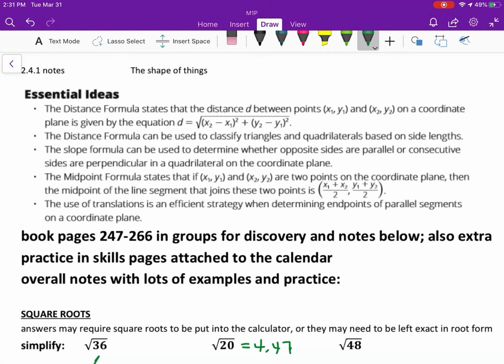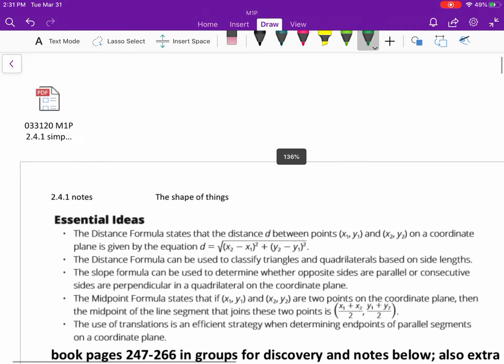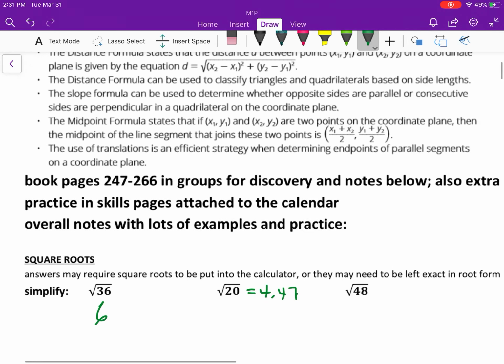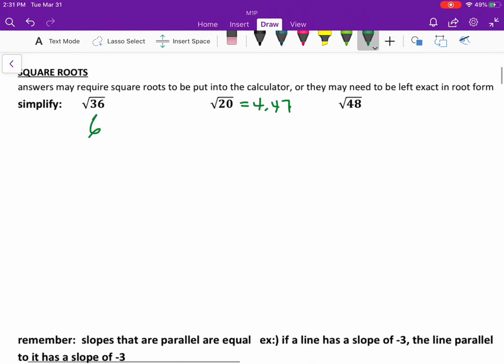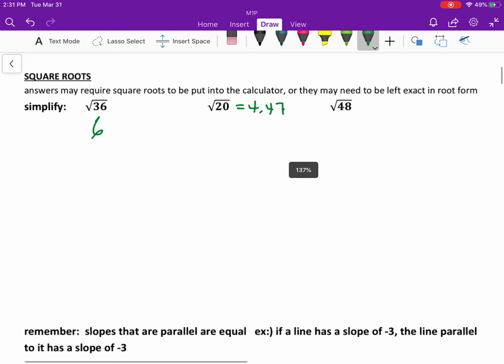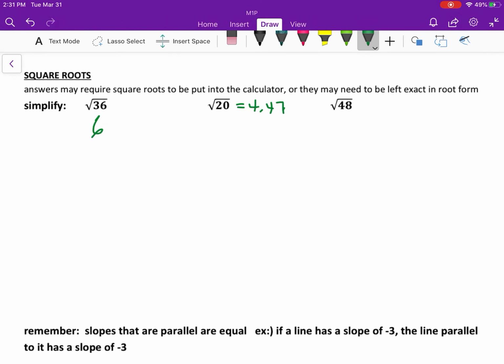We're going to be finding shapes. We're going to be doing roots. We're going to be talking about distance formula, midpoint. We've got a lot of things in here. So the first thing here is simplifying square roots.